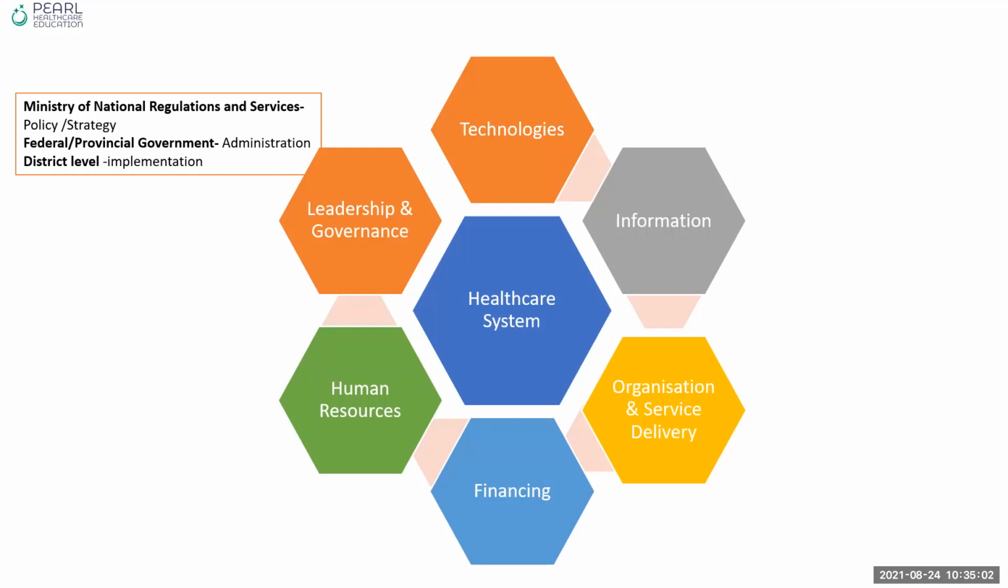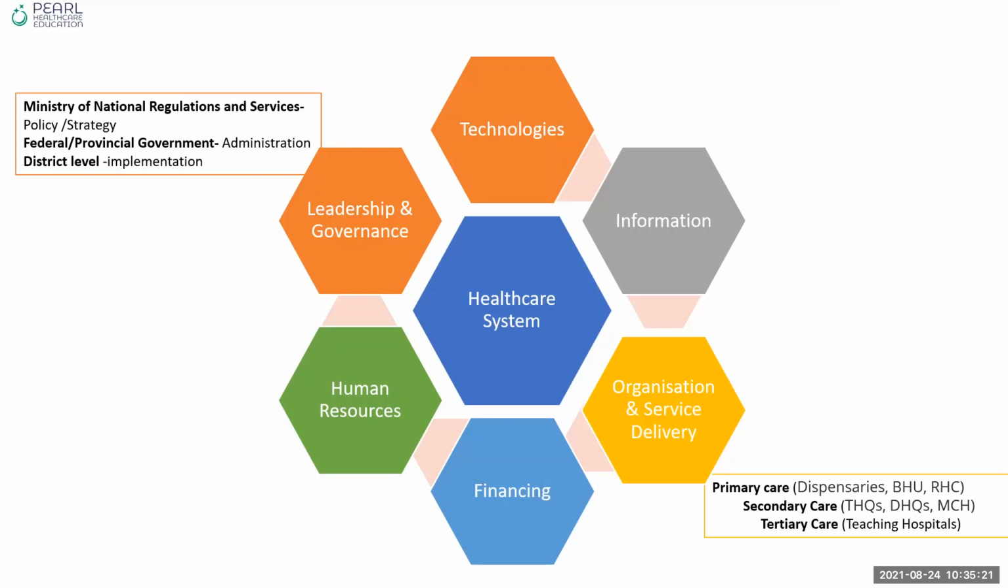As I said earlier, with regards to leadership and governance, the Ministry of National Regulation and Services is responsible for developing policy and strategy related to health. Federal and provincial governments are responsible for administering healthcare services, and district level government is responsible for implementing them. If we look at organization and service delivery, it's 2 or sometimes 3 levels. Primary care is a very good network, delivered by dispensaries, basic health units, and rural health centers.